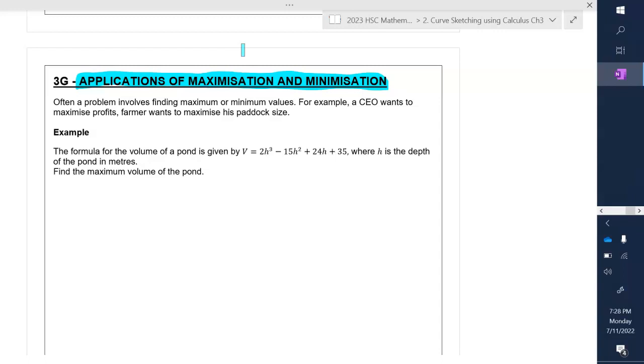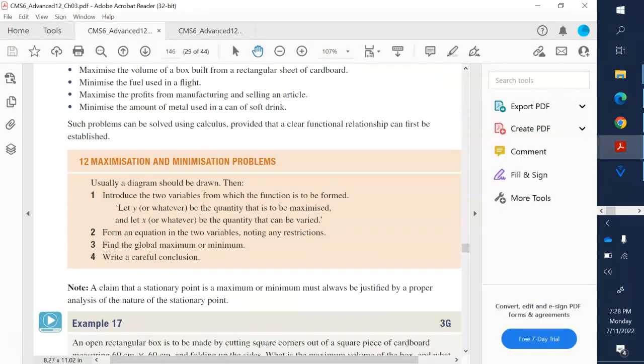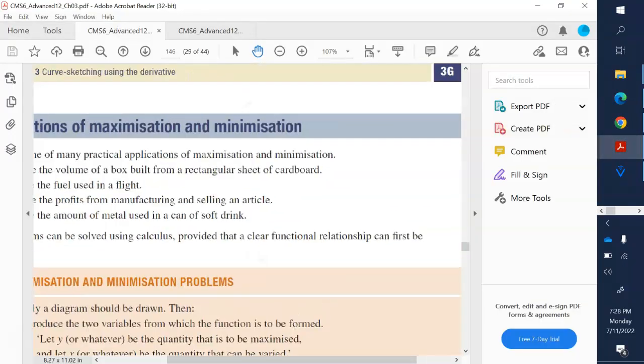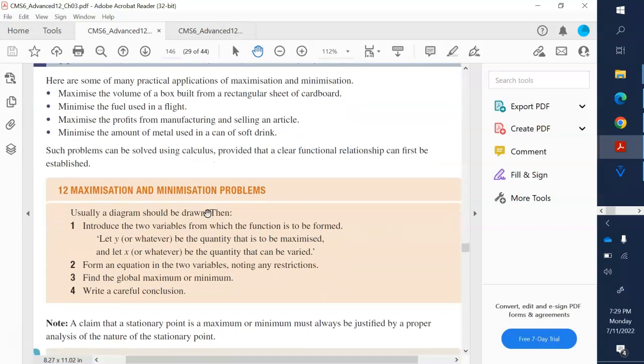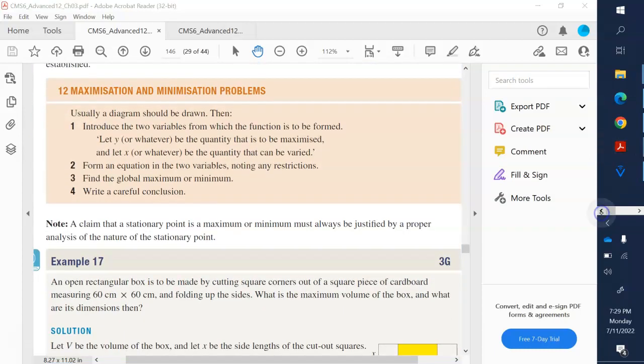So the first one we're going to have a look at is looking at volume and the height of a pool and maximizing that volume. The textbook's got some great examples in there as well. So if you're having a look through the textbook, and I'll pop some of them in the OneNote, some of the practical applications could be things like maximizing the volume of a box built from a rectangular sheet of cardboard, minimizing the fuel used in a flight, and that will have various variables to have a look at. Maximize the profits from manufacturing and selling an article, or minimizing the amount of metal used in a soft drink can. So let's have a look at the first example in your notes.